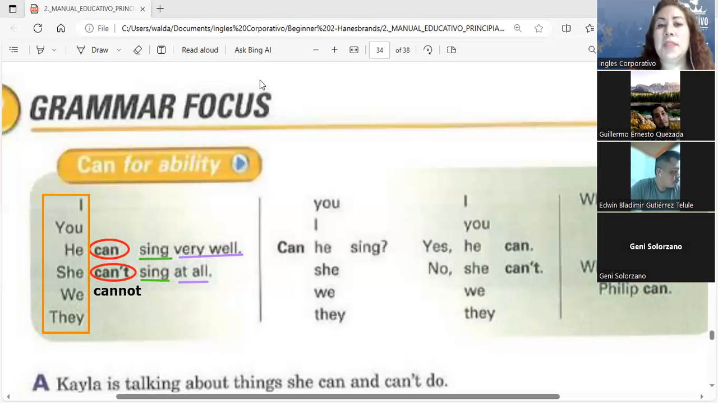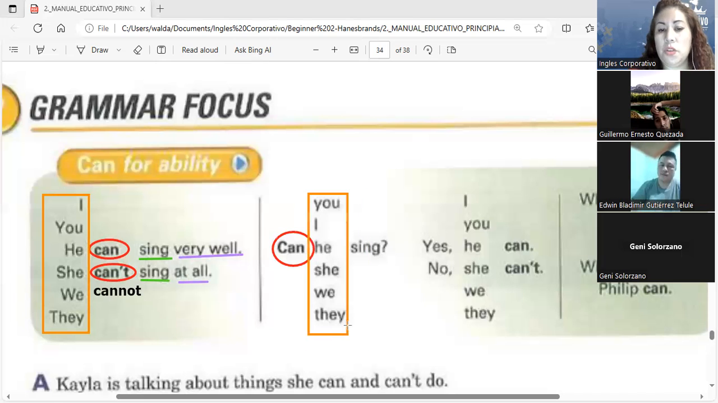Now, if it's a question, then we're always going to start with can. After can, we're going to use the subject: you, I, he, she, we, they. And then the verb in the original form. In this case, sing. Can you sing? Can I sing? Can he sing? Can she sing? Can we sing? Can they sing?